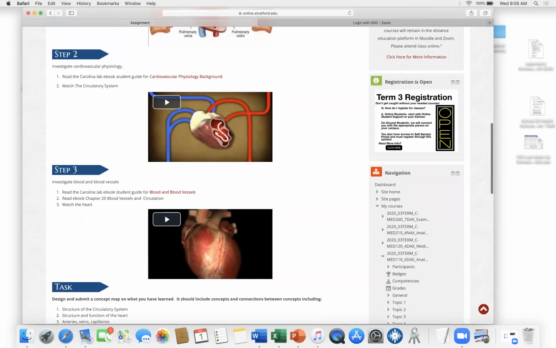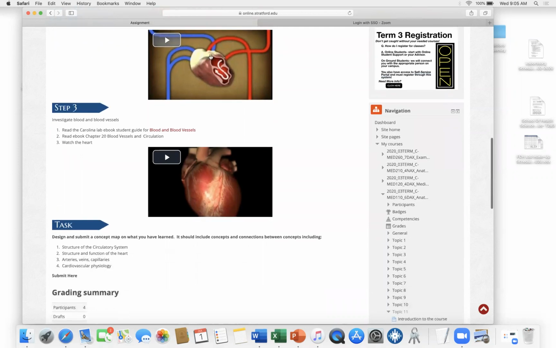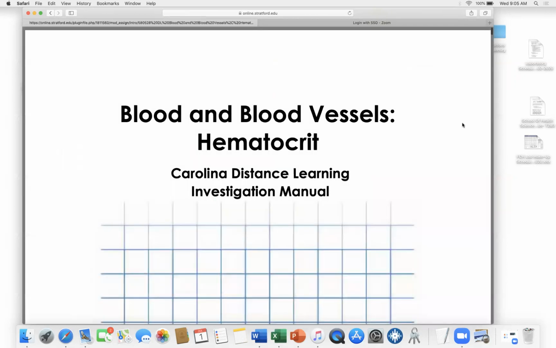So, of course, the players are the heart and the tubing, which makes up the cardiovascular system. Now, again, as always, the lab book here in step 3 of your task 6 has some nice notes in it.